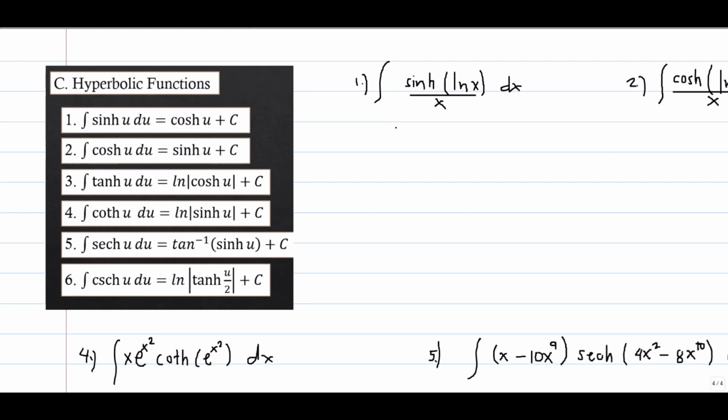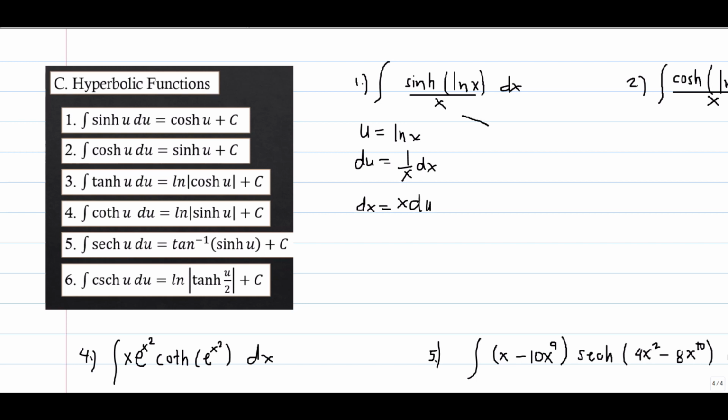For example number 1, you are given the integral of sinh of ln x over x dx. Find the antiderivative of that. Take note, our u is equal to ln x. Then we have du equal to 1 over x dx, where dx is equal to x du.